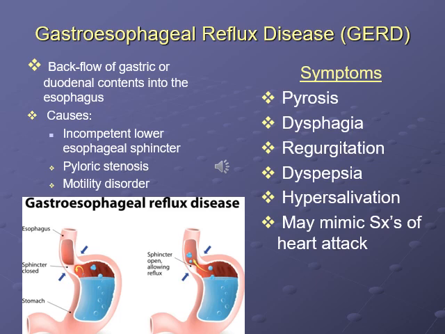So causes of GERD: incompetent lower esophageal sphincter. That sphincter is responsible for keeping it tight and minimizing the amount of that gastric acid coming back into the lower esophagus. That is the most common cause. So symptoms: frequent heartburn is the most common symptom. So your pyrosis, which is that burning sensation, or what patients will refer to as heartburn. Dysphagia, difficulty swallowing, may or may not have that. Regurgitation, that sour or bitter taste. Dyspepsia, which is that indigestion.